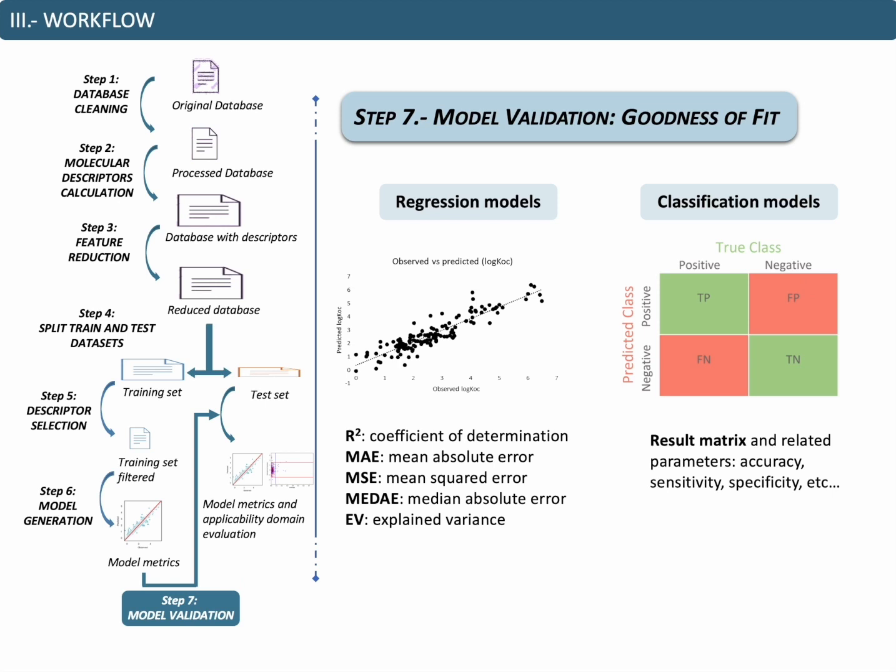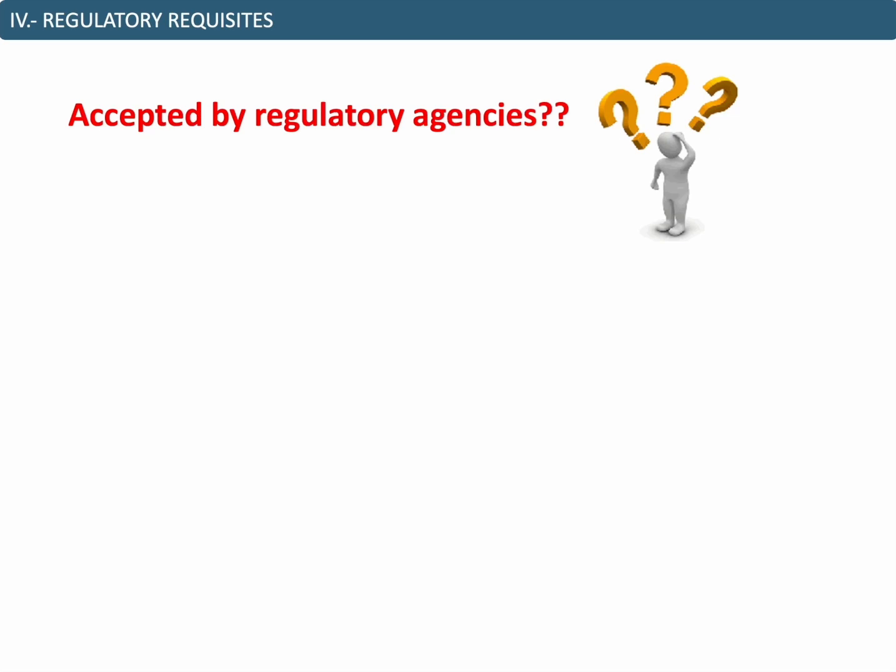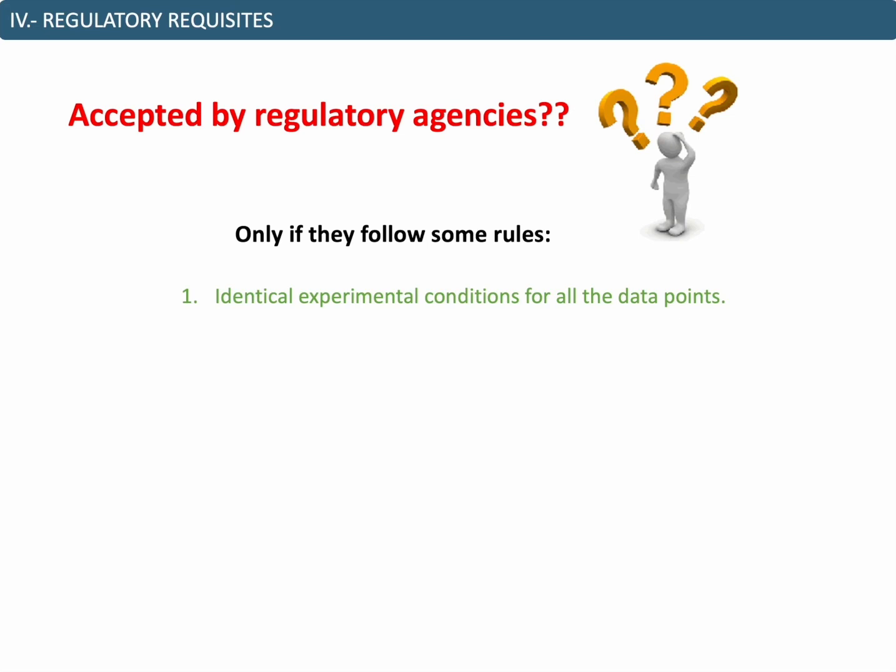But, after all the effort in order to build up a good model, is it valid in the eyes of regulatory agencies? The answer is yes, but only if it follows some rules. 1. The experimental conditions should be the same for all the data points contained in the dataset. 2. The algorithm should be unambiguous, being reproducible for the scientific community.